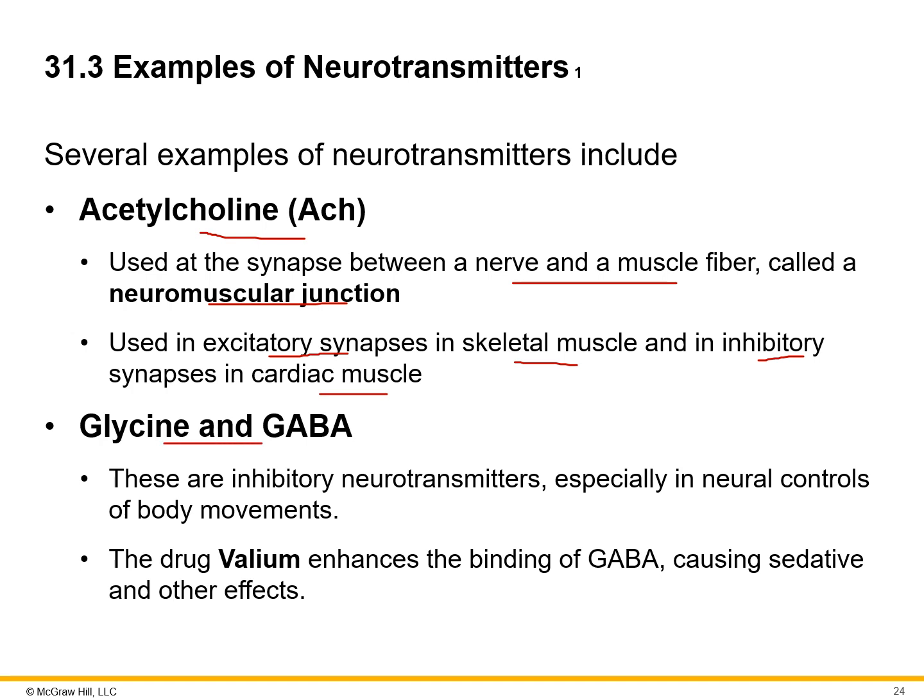Glycine and GABA are the two main inhibitory neurotransmitters. So they're going to make it harder for an action potential to be generated. It's going to make the inside more negative, making that action potential harder to reach threshold. Just an example here, Valium enhances the binding of GABA. So that inhibits the brain, it kind of slows it down. So it's a relaxant.